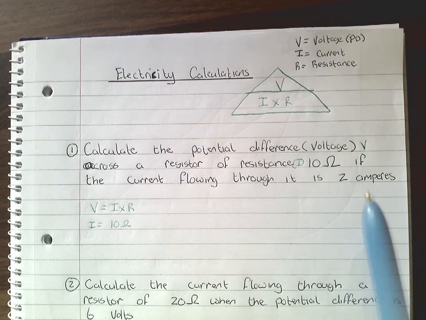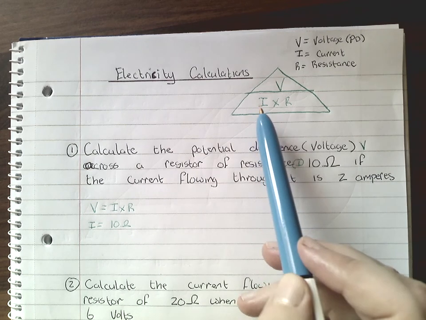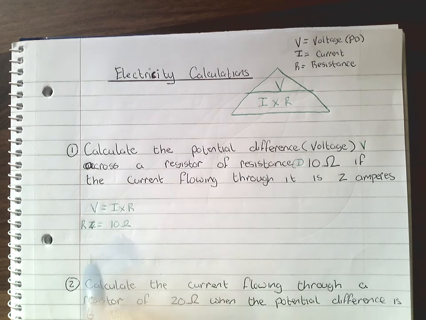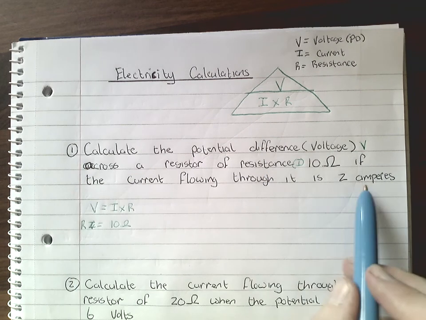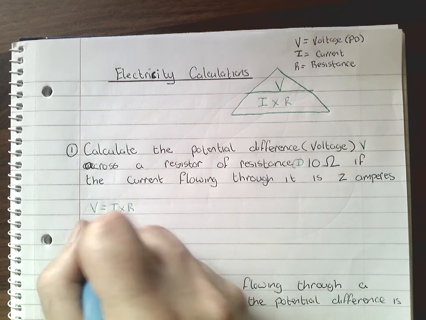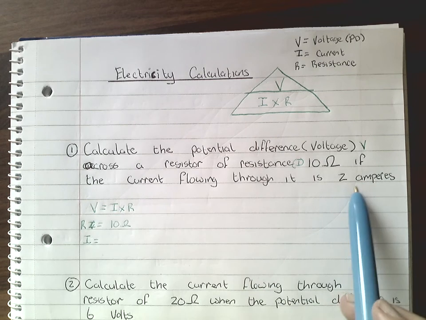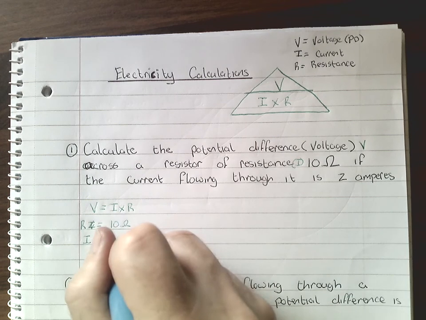Calculate across a resistor of resistance 10 ohms if the current flowing through it is 2 amperes. Current, remember, is represented by the letter I. So it tells us here that the current is 2 amperes.